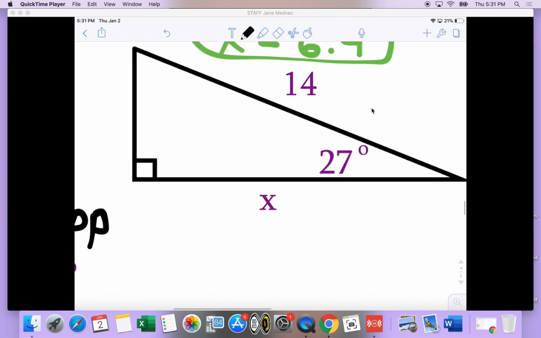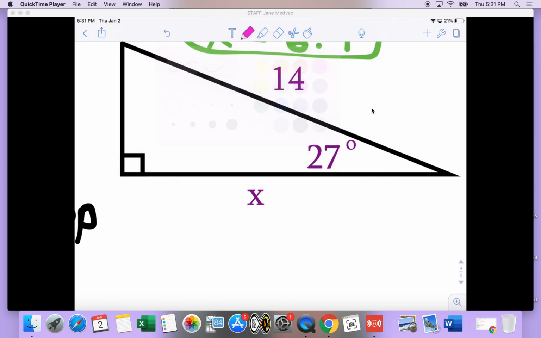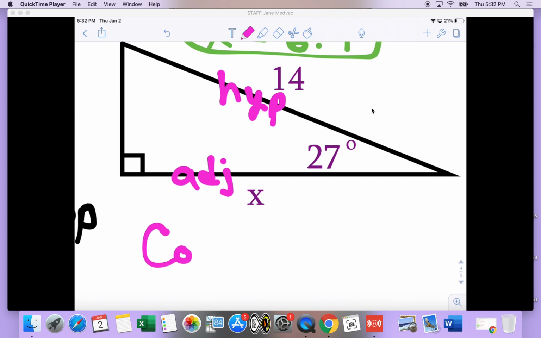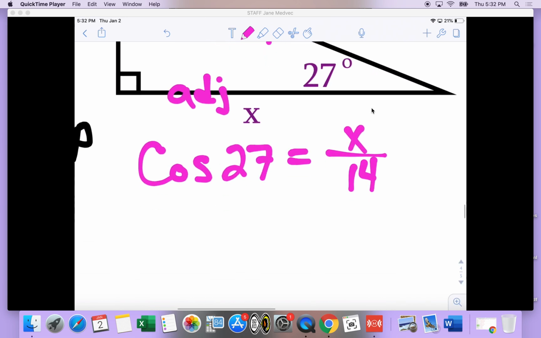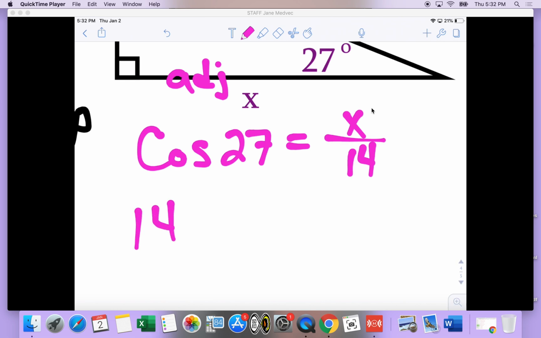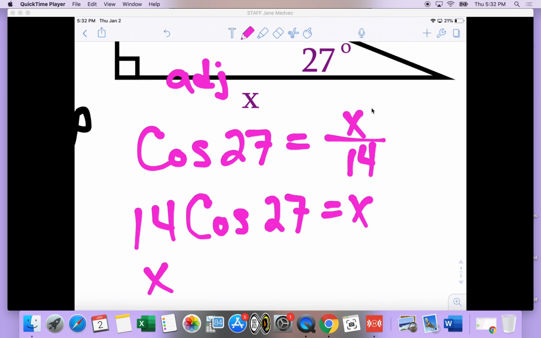Couple more here. Let's take a look at this one. 27 degrees. This is the hypotenuse. This is the adjacent. So if I'm looking at adjacent, hypotenuse, I'm looking at cosine. Multiply both sides by 14. X equals 12.5.